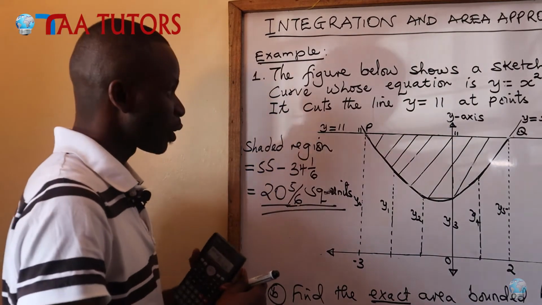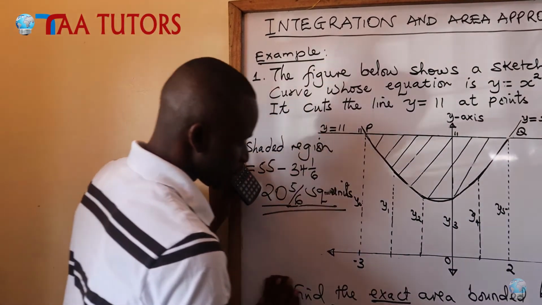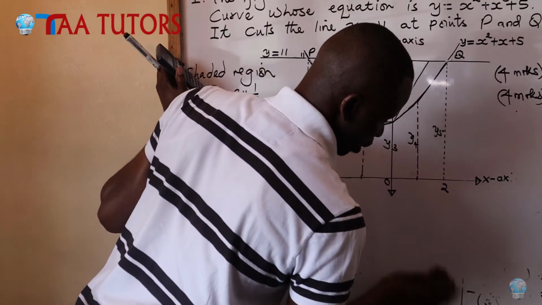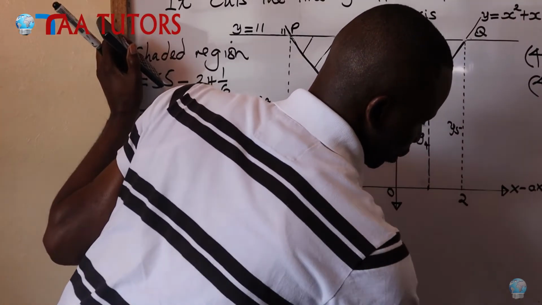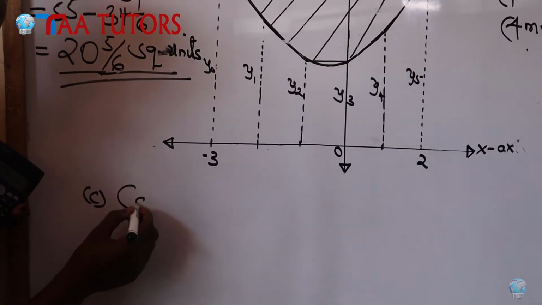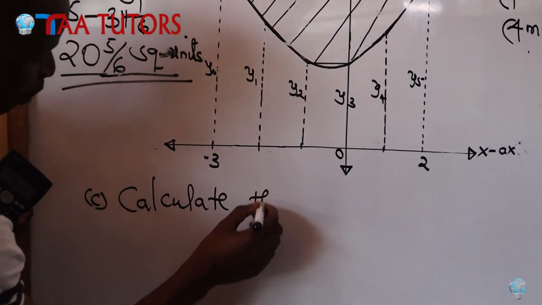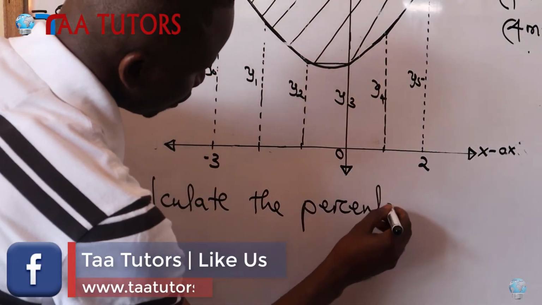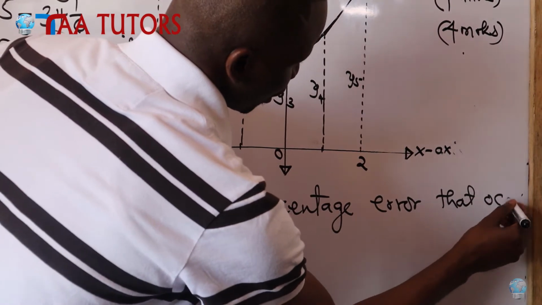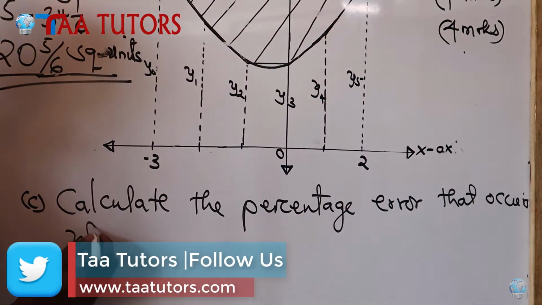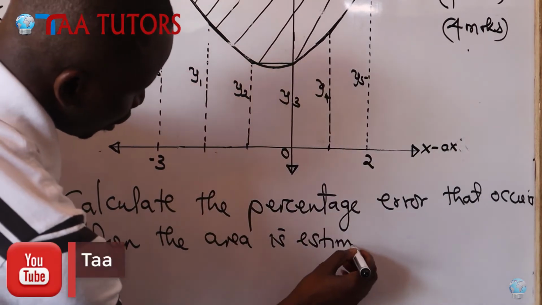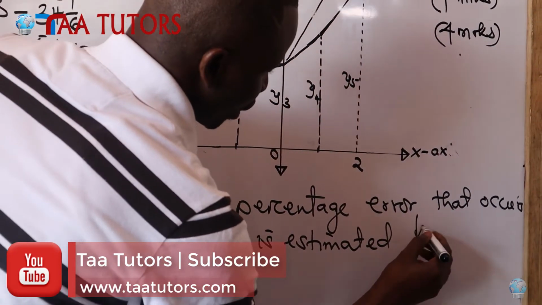Now the final question, which will give us 2 marks, is part C. Question C is to calculate the percentage error that occurs when the area is estimated by the trapezium rule.